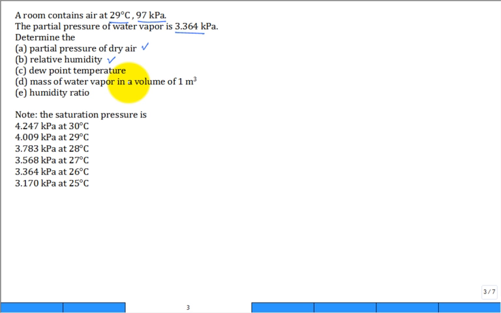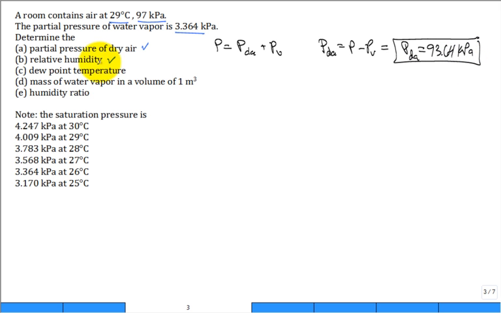All right, so a lot of you were able to calculate that the total pressure is the sum of the dry air partial pressure plus the water vapor partial pressure. So the partial pressure of the dry air is the total gas pressure minus the vapor pressure, which gives you dry air is equal to 93.64 kPa. Answer for part A.